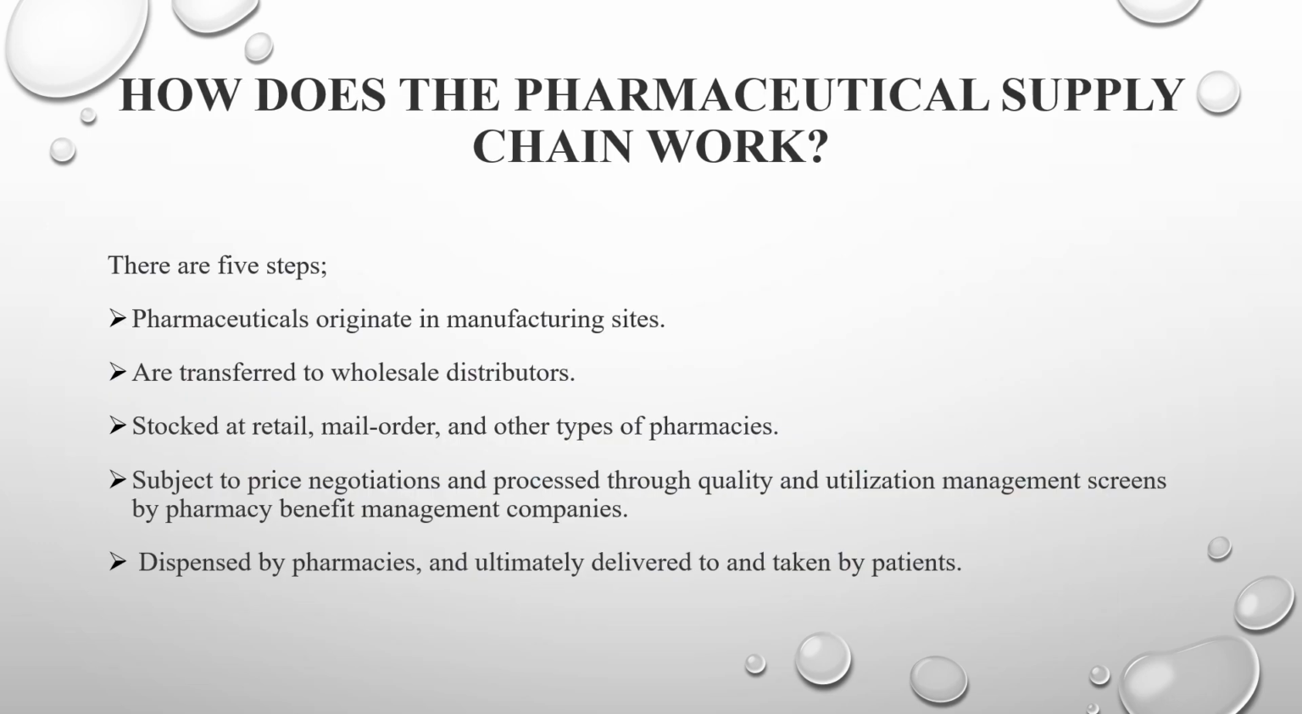How does the pharmaceutical supply chain work? There are 5 steps. Pharmaceuticals originate in manufacturing sites, are transferred to wholesale distributors, stocked at retail, mail orders and other types of pharmacies, subject to price negotiation and processed through quality and utilization management screens by pharmacy benefit management companies, dispensed by pharmacies, and ultimately delivered to or taken by the patient.